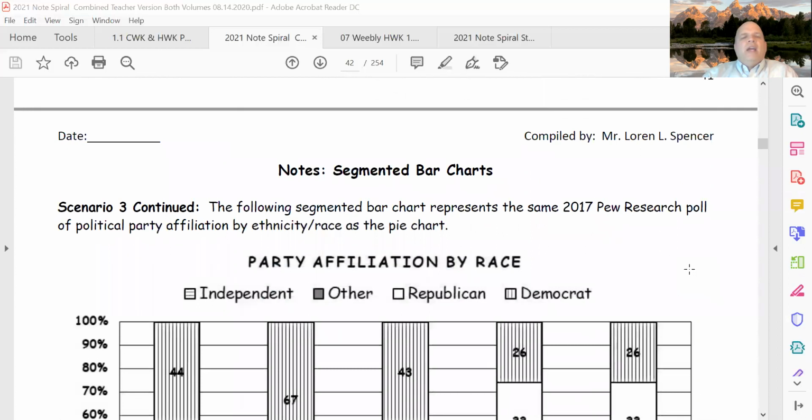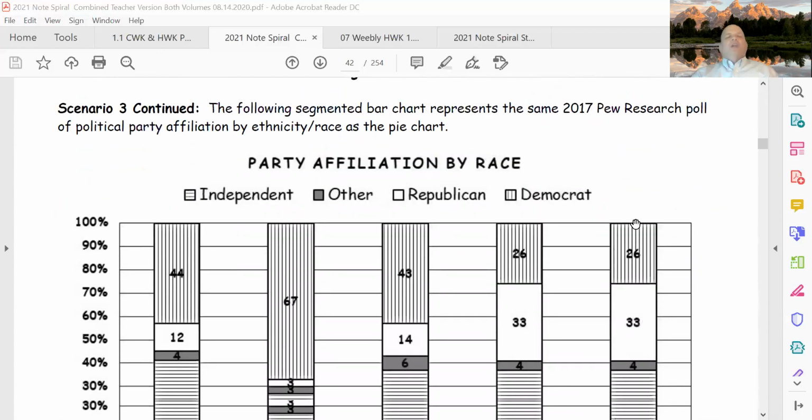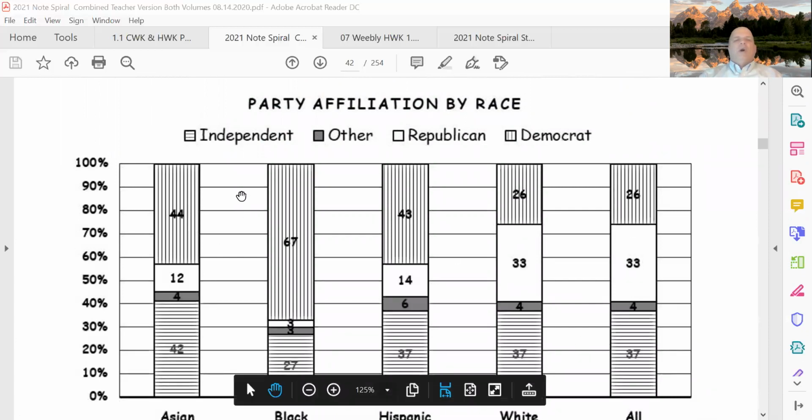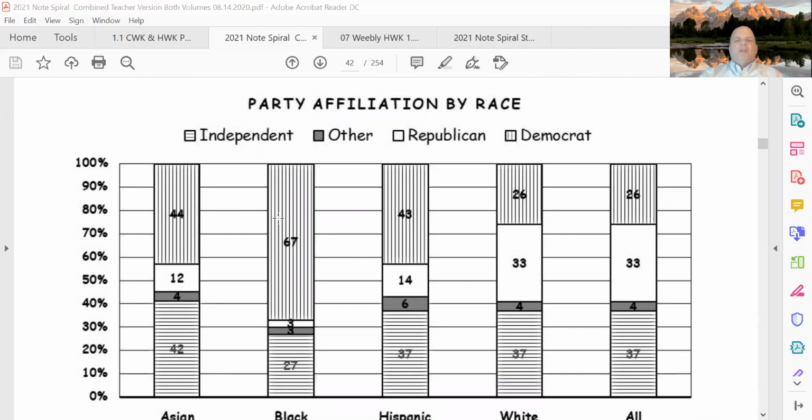But then we go to a segmented bar chart presenting the same information. Notice that every single bar is set to 100%. And when we look at this, we go, okay, there's that 67% that are black that are Democrat versus the 26% that are white that are Democrat, okay? So there's your comparison there.